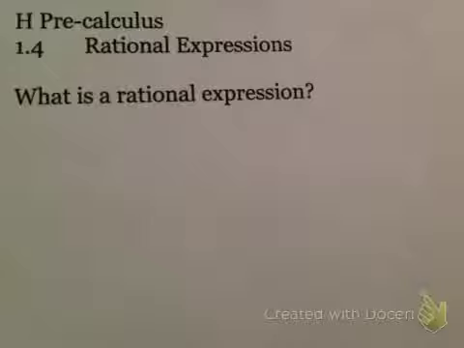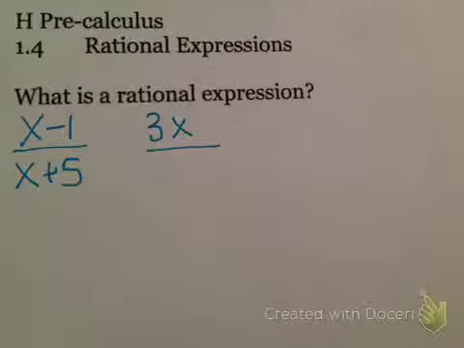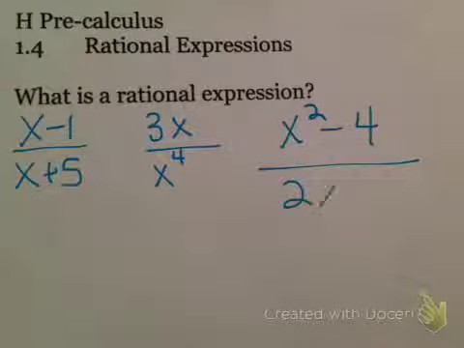Here are some examples of rational expressions. So x minus 1 over x plus 5 is a simple rational expression. 3x over x to the 4th is a rational expression. That's not simplified, but it is a rational expression. x squared minus 4 over 2x to the 5th minus 1. So what is a rational expression? I have a polynomial in the numerator, polynomial in the denominator.